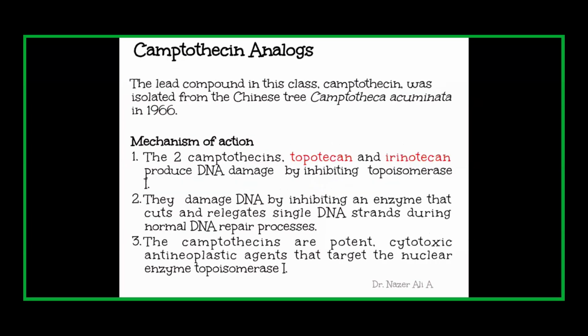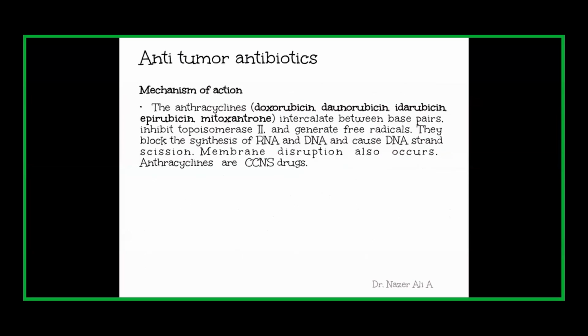Next we have topoisomerase 1 inhibitors, that is irinotecan and topotecan. Topotecan is used most commonly in relapsed ovarian cancer, and irinotecan is used in rectal cancers. Irinotecan along with capecitabine is also used. They also act by the same mechanism. They inhibit the topoisomerase enzymes, which prevents the supercoiling.